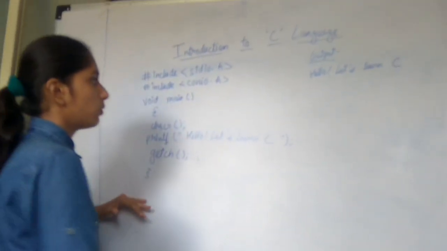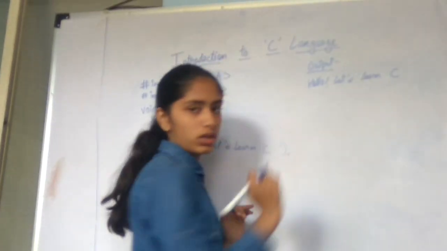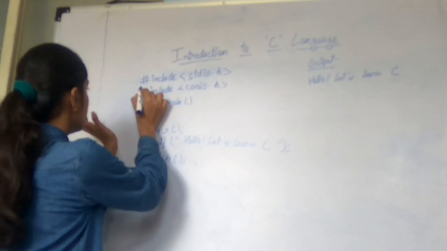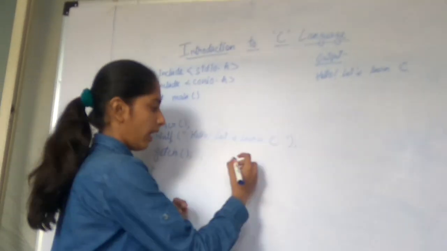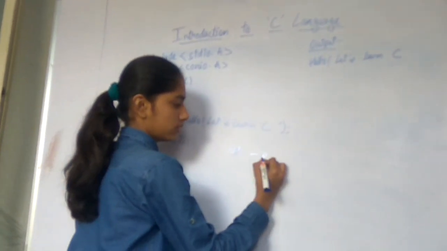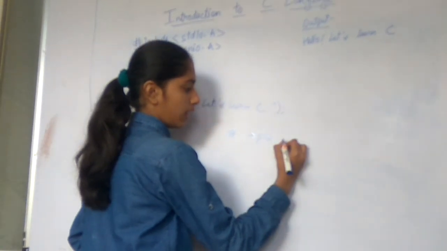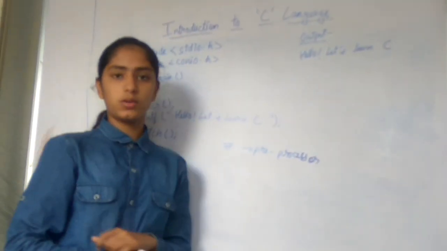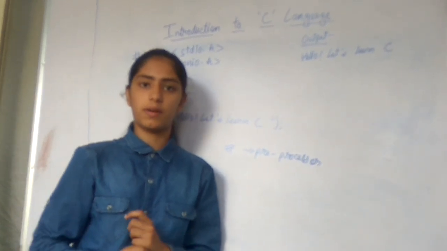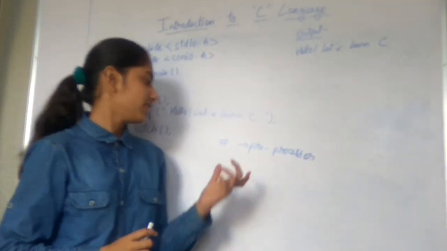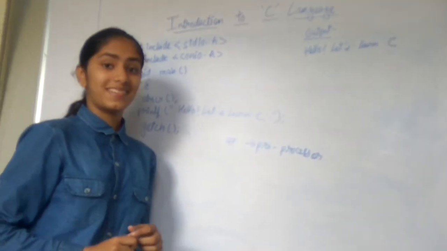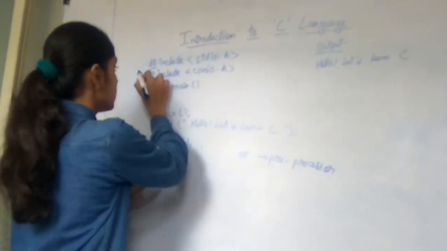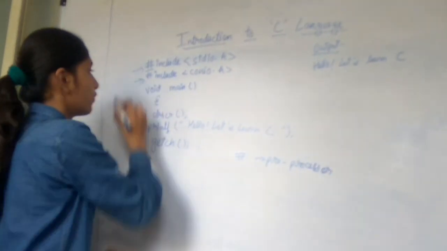So when you execute, this message will be printed on the output screen. So let's see its working. The first symbol here is hash. So hash is a preprocessor, which means that it will execute the code before the execution of the compiler, and this hash executes these two lines before the execution of the compiler.